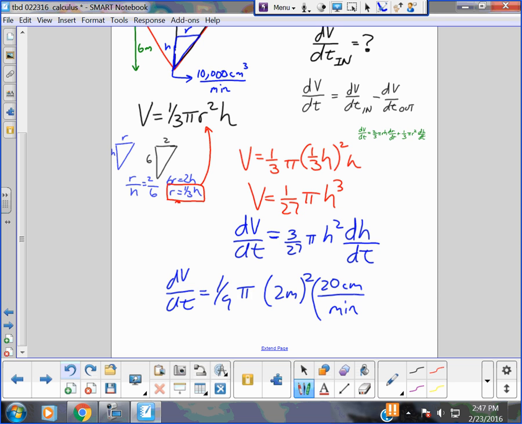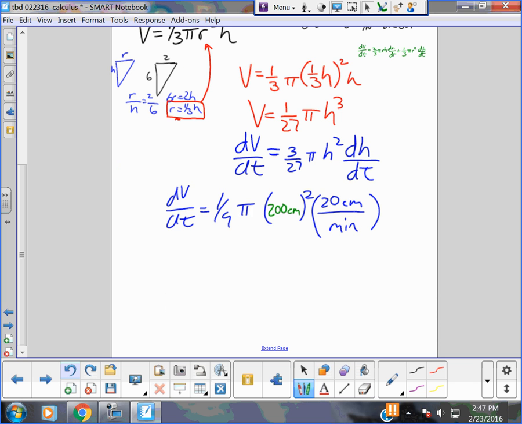Does anybody see the problem I have? I have 20 centimeters per minute, and I have 2 meters. It gave the volume here in centimeters cubed per minute. So what I'm going to do before I even square it, is I'm going to erase the 2 meters. I'm going to change it to 200 centimeters.